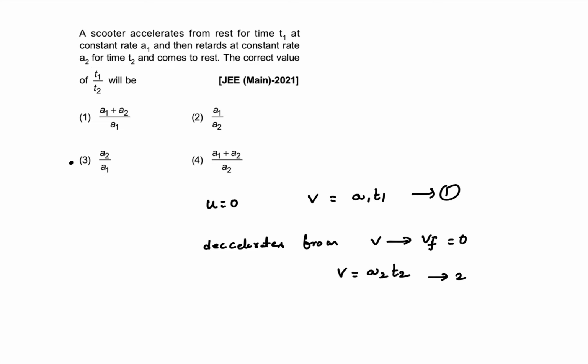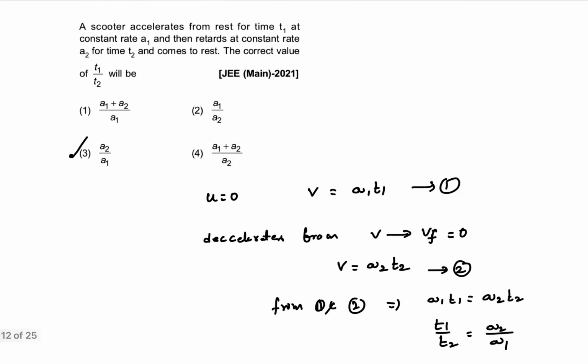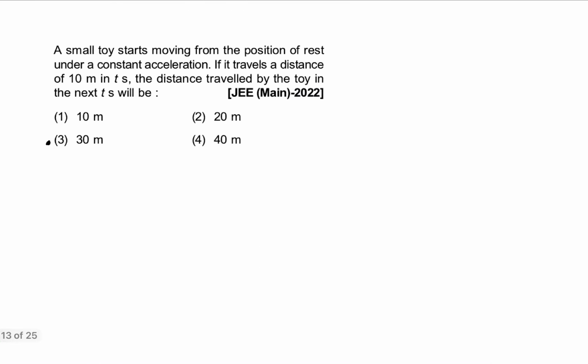Now, according to the question, they are asking what is the relation between t1 by t2. Just write that from 1 and 2, you can write it as a1 t1 is equal to a2 into t2. So you can write it as t1 by t2 is equal to a2 divided by a1. This is the relation for this. Okay, they have asked few simple questions only, we can see.